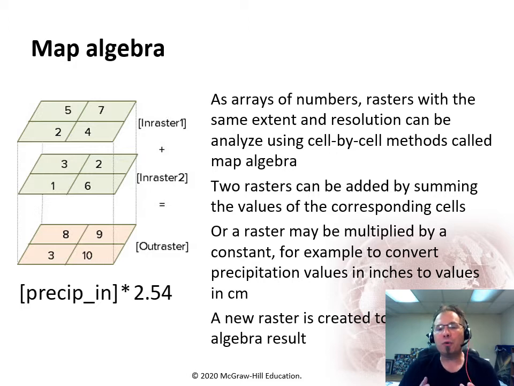So what can you do with these arrays of numbers? Well, what we can do is what's called map algebra. And it sounds complicated, but it's pretty easy for the most part, although it can get complicated. Now, when you have these arrays of numbers and you have the same extent and resolution, meaning all the cell sizes match up, each raster is the same exact size and space, you can start to do cell by cell math.